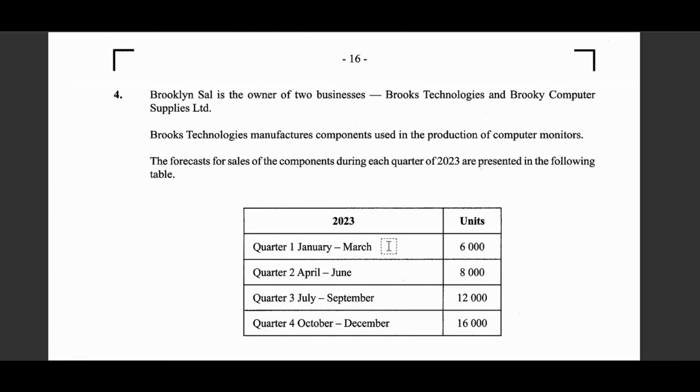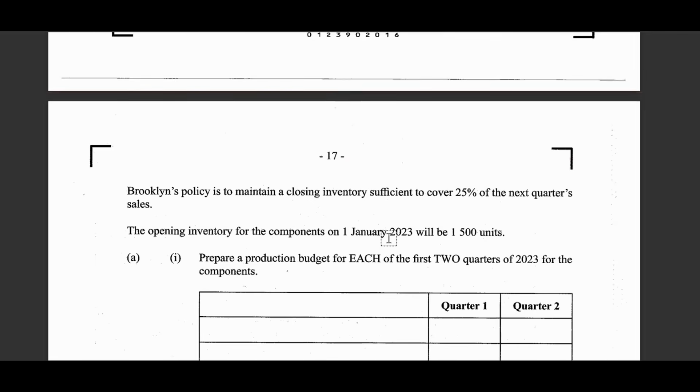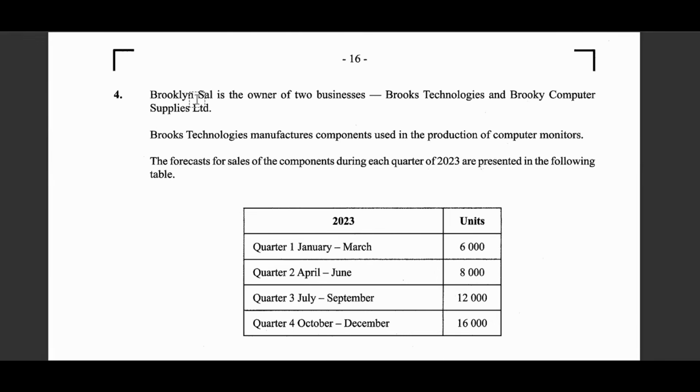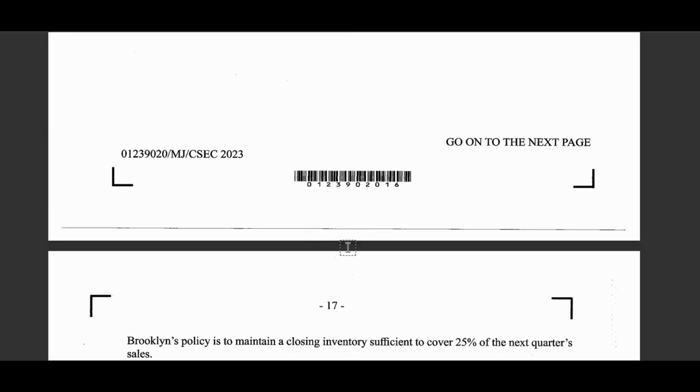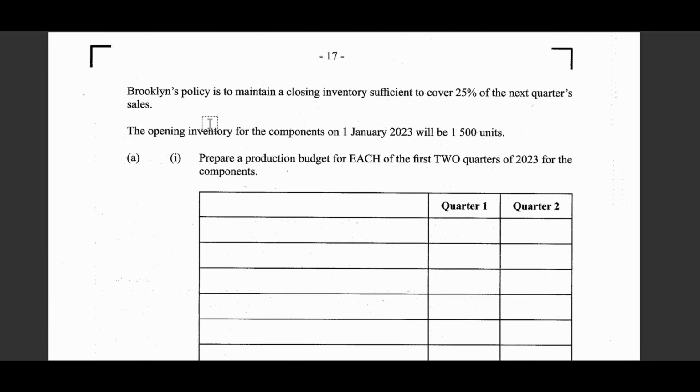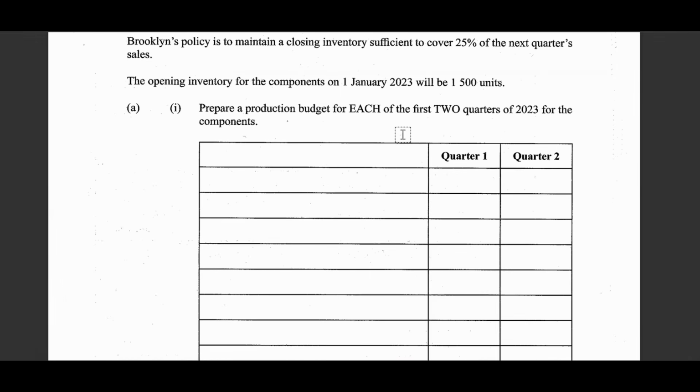Now question 4 is basically asking us for a production budget, guys. Let's have a look. Brooklyn Sal is one of two businesses. Brooks Technologies manufacture components and production of monitors. Forecast sales for each quarter of 2023 would have been as follows. This is your forecasted sales. Coming down below, their policy is to maintain a closing stock sufficient to cover 25% of the next quarter sales. Opening stock will be 1,500 units. Prepare a production budget for each of the first 2 quarters of 2023 for the components. Alright guys, we'll be able to handle that. Let's check that out now.